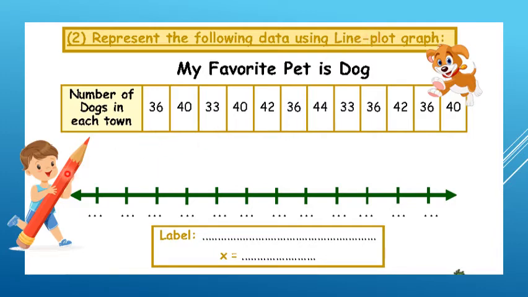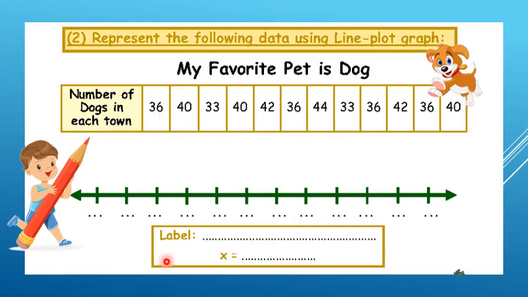Next exercise: represent the following data using line plot. Okay, this is a part of a number line. We need to name it, label it, and put an x, then put numbers on this number line. First of all, our title is My Favorite Pet is Dog. Now, our title is not important in a line plot graph, but it helps us understand what this line plot is about.